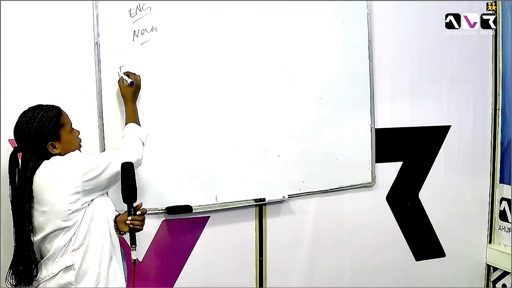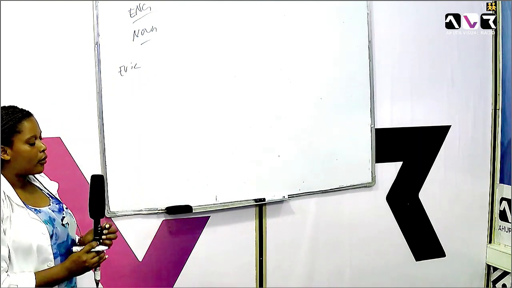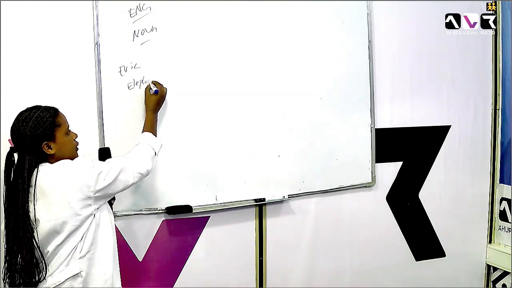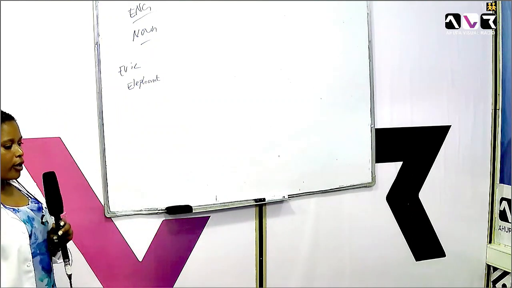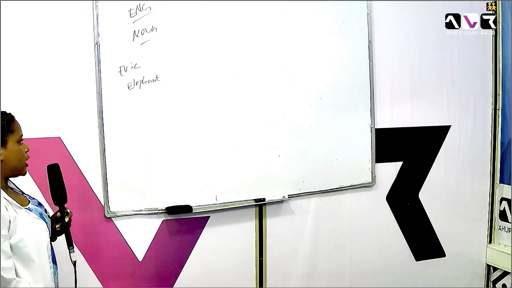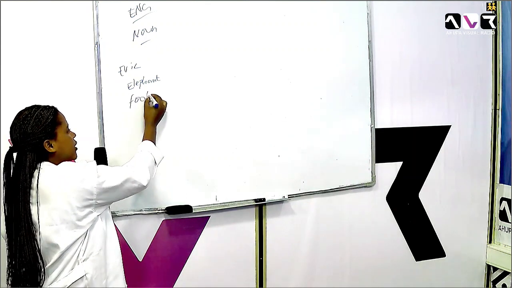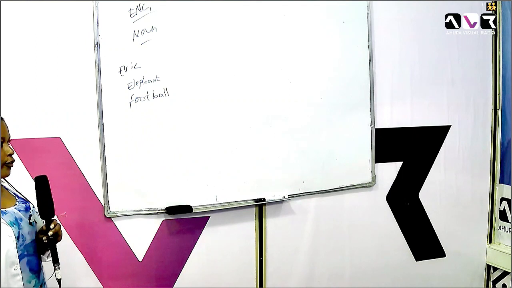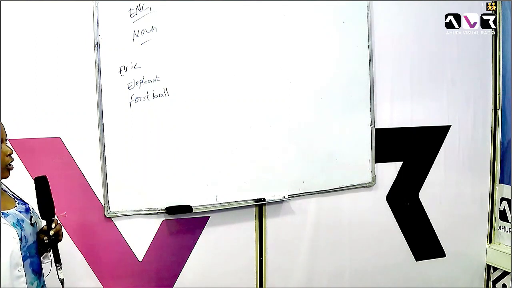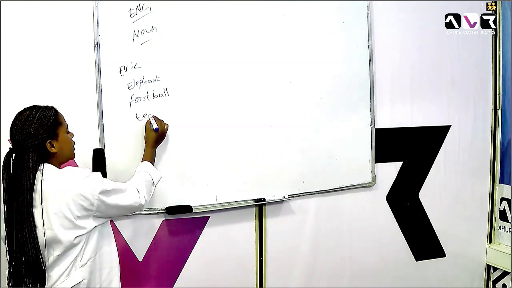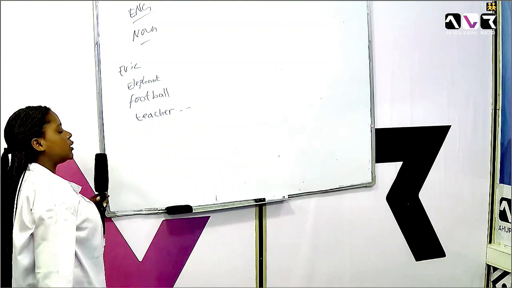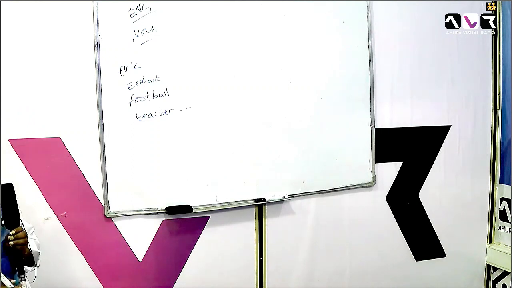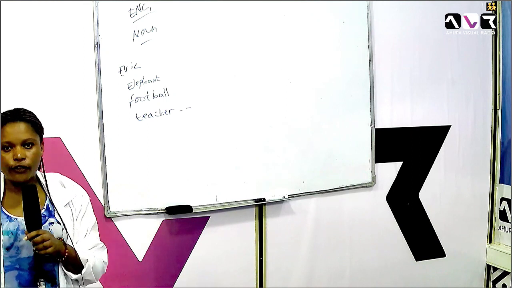Eric. Of animal we can find elephant. Example of activity, we can find football is an activity. Example of name of profession, we can say teacher, and so on. After knowing what a noun is, you can see also the types of noun.